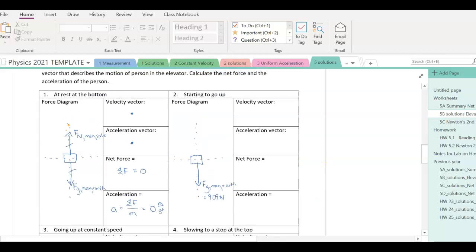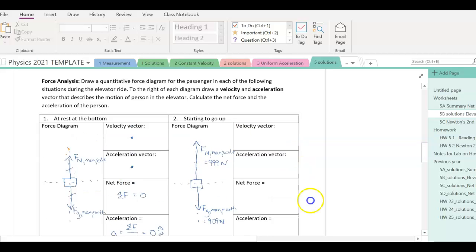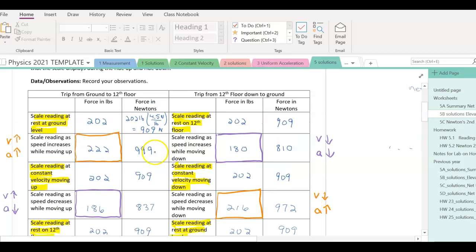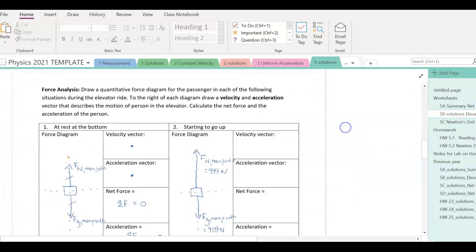But the reading on the scale, which we now know is the normal force, is larger in this situation. So the normal force that's being exerted on the man by the scale equals 999 newtons in this situation. And I'll just remind you where I got that 999. I'm looking here at the reading of the scale, of course converted to newtons, as the man was moving up from the ground floor to higher floors.